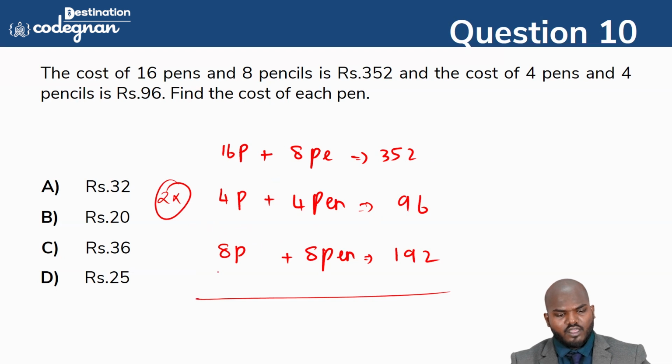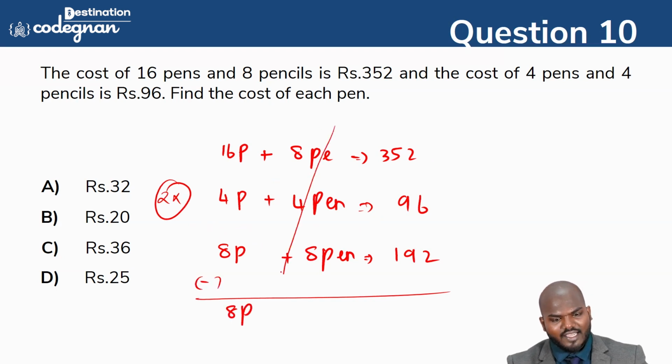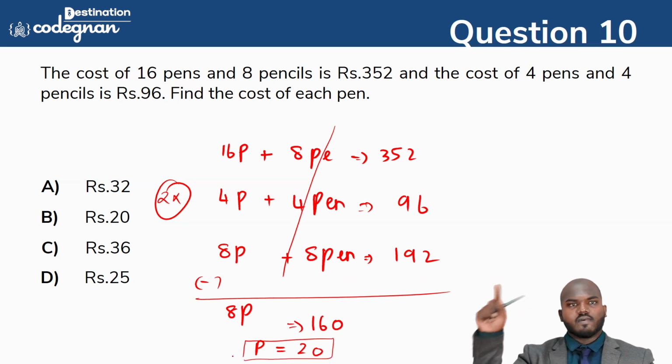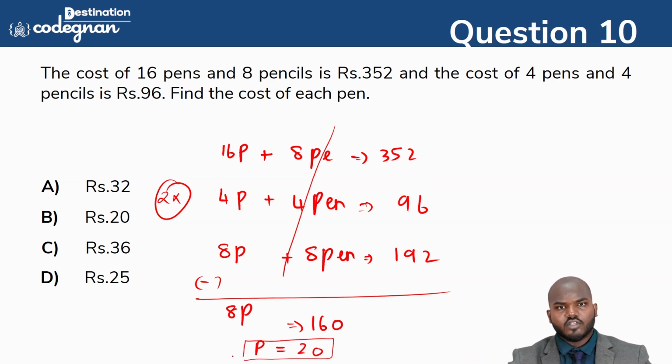If you see this one, keeping the minus here, this will give you the 8 pens, so this will totally get cancelled. And so this will become 352 minus 192, which will give you the answer 160. So probably 1 pen is equal to 20 rupees. If you make the cross multiplication here, you can say the answer directly, 20 rupees is the value. We can directly pick it up in this place.